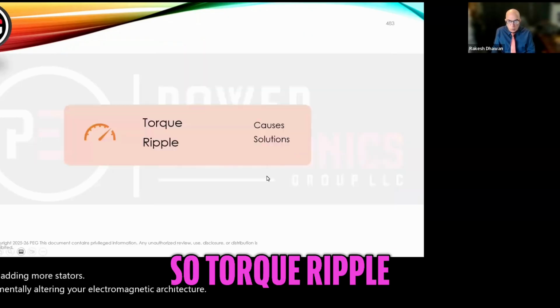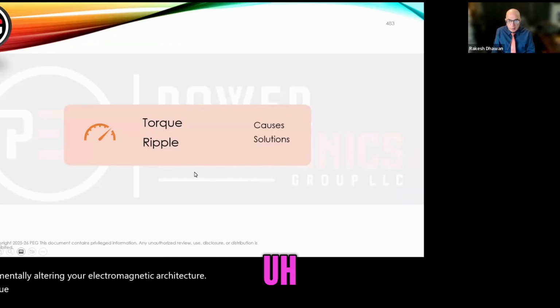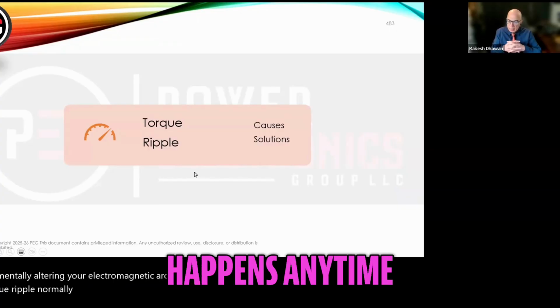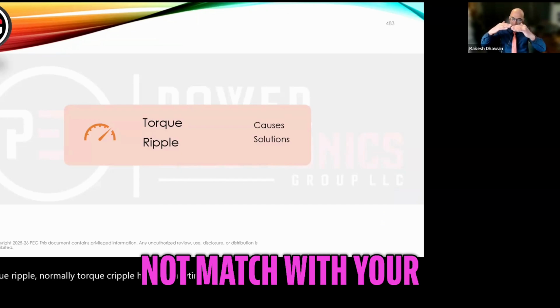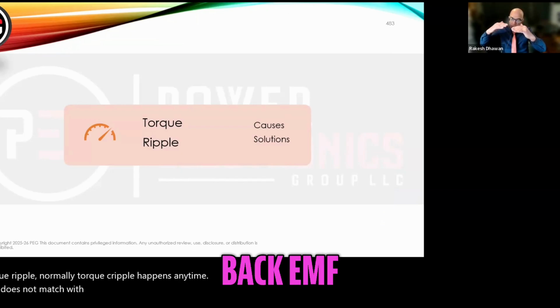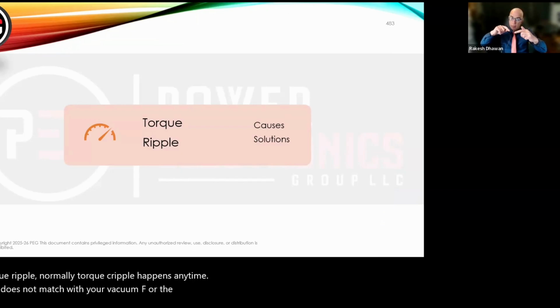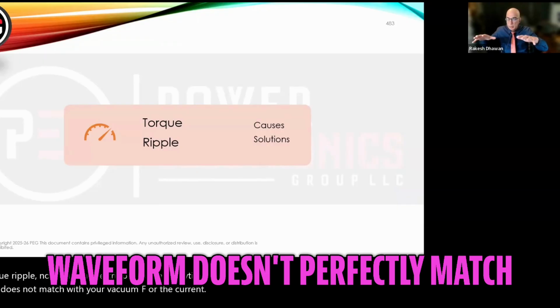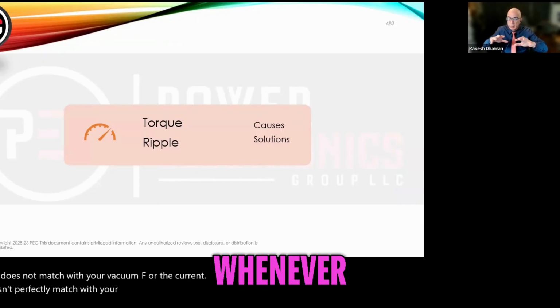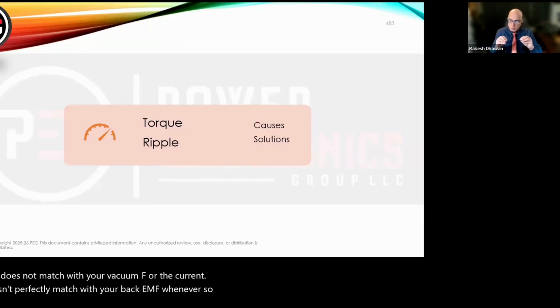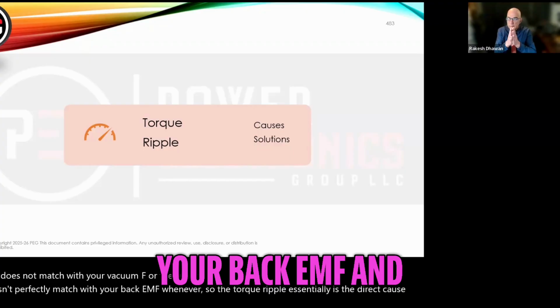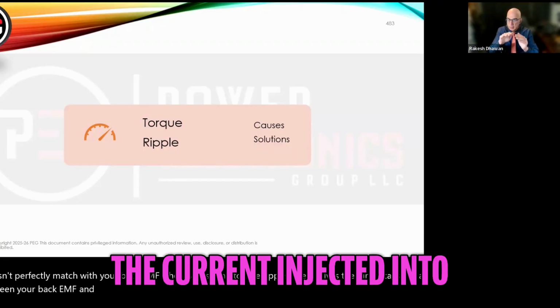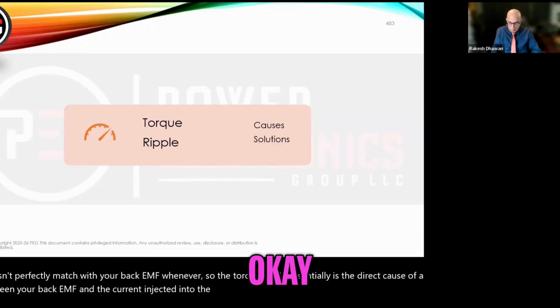All right, so torque ripple. Normally torque ripple happens anytime your current waveform doesn't perfectly match with your back EMF. So the torque ripple essentially is the direct cause of a mismatch between your back EMF and the current injected into the motor winding.